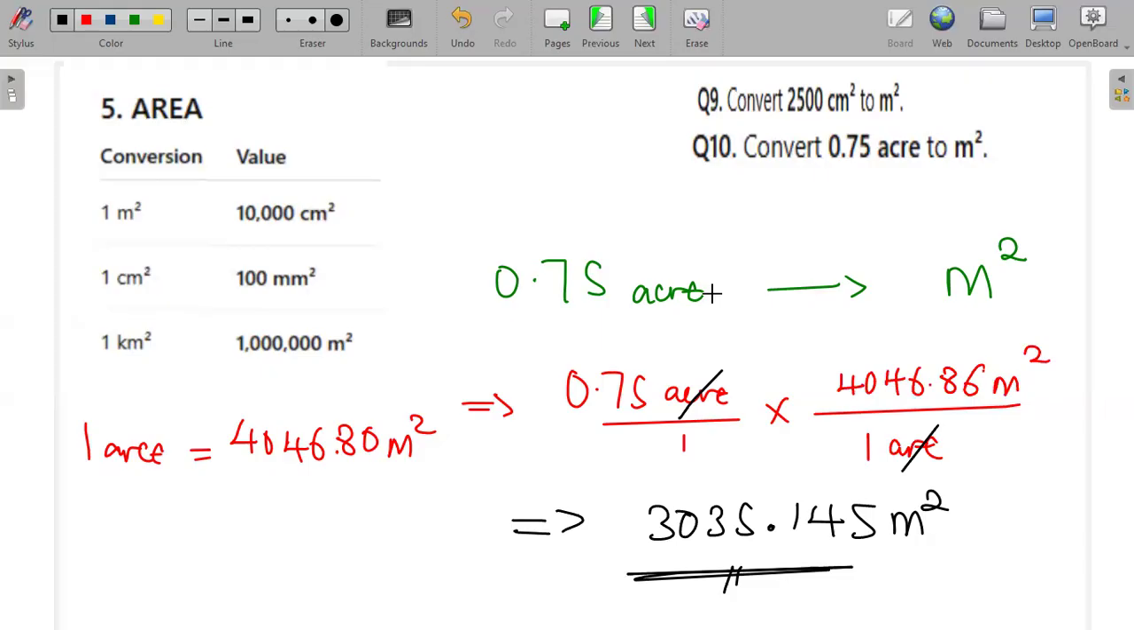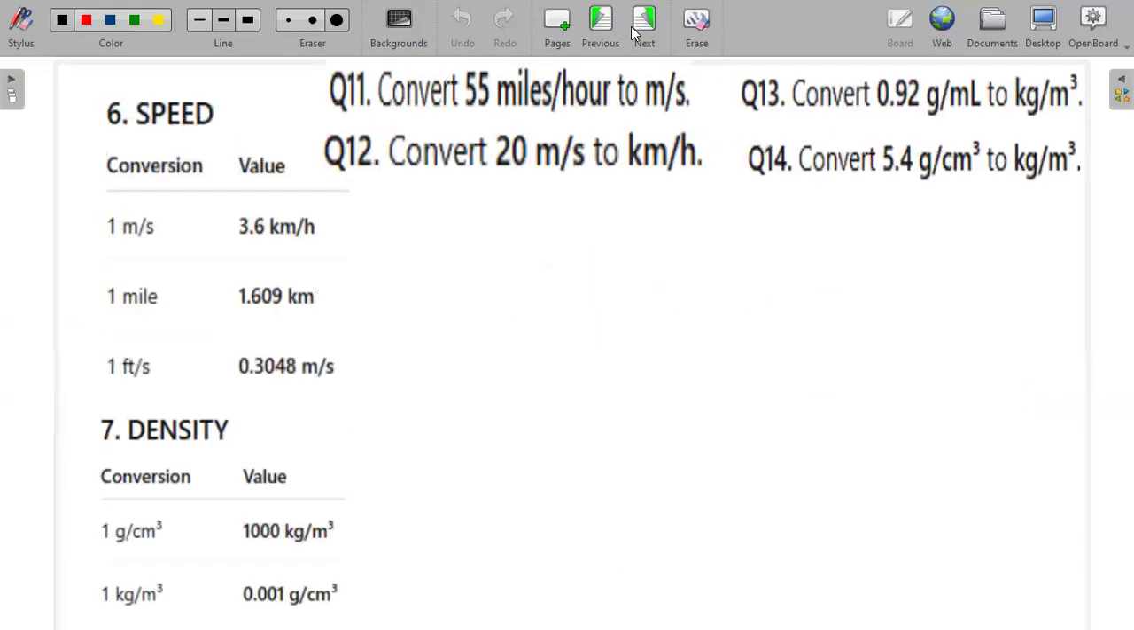Okay, so if there are no questions, let's look at these ones. These ones will be our last ones. We are converting speed, we are also converting density. These ones here have 2 units. You can use the conversion factors separately if you want, or you can just use the ones I've written down here. The first one, they're saying convert 55 miles per hour to meters per second.